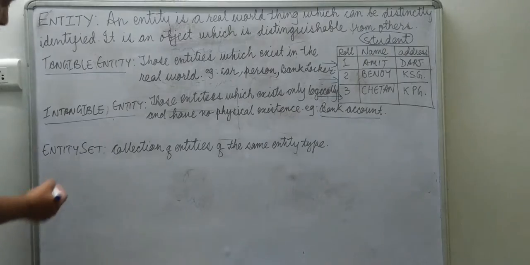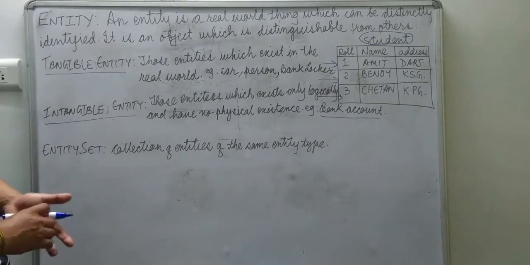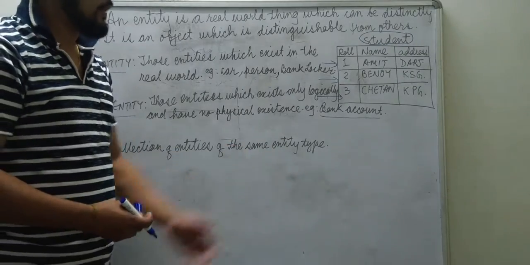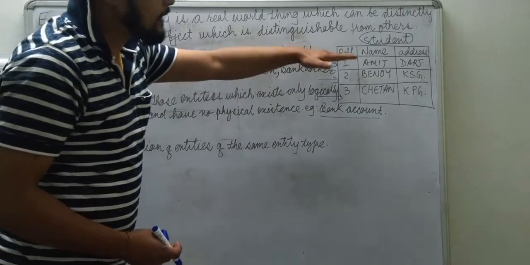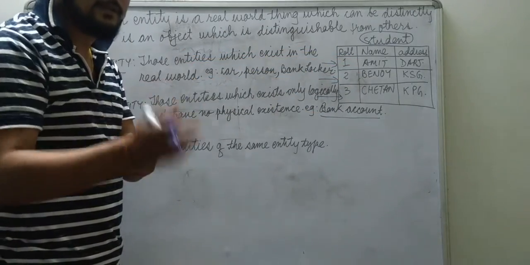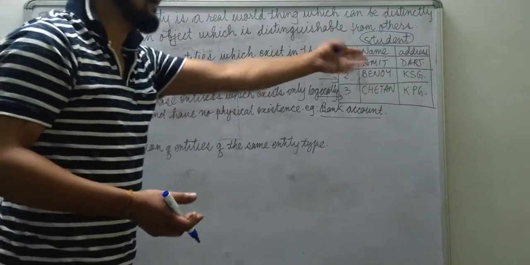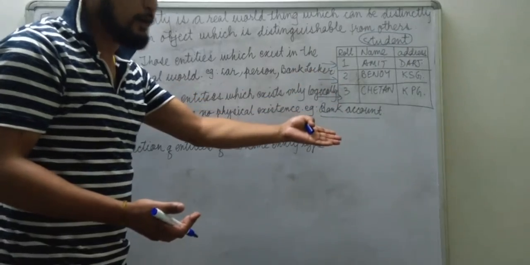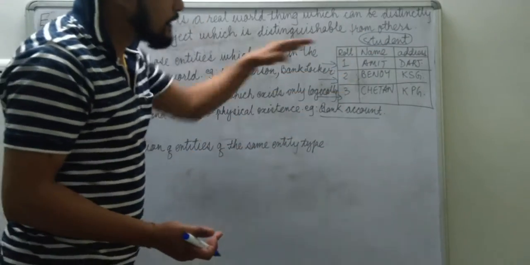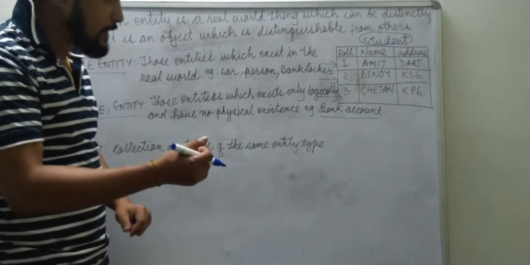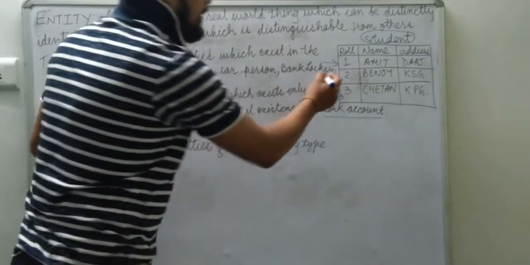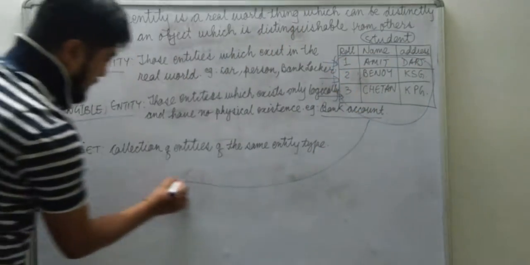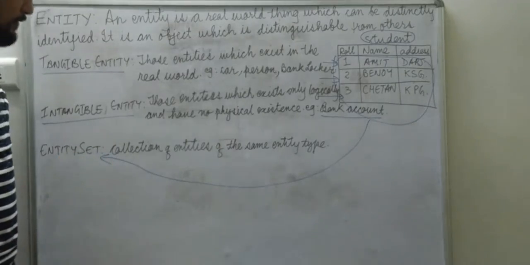Now let us see the next topic, entity set. An entity set is the collection of entities of the same type. Each and every one of these entities is of the same type; not the same, but the same type. Amit is a person, Vinay is a person, and Chetan is also a person, and they have their own roll numbers and addresses. Each and every row represents an entity, and the group of these entities is known as an entity set.